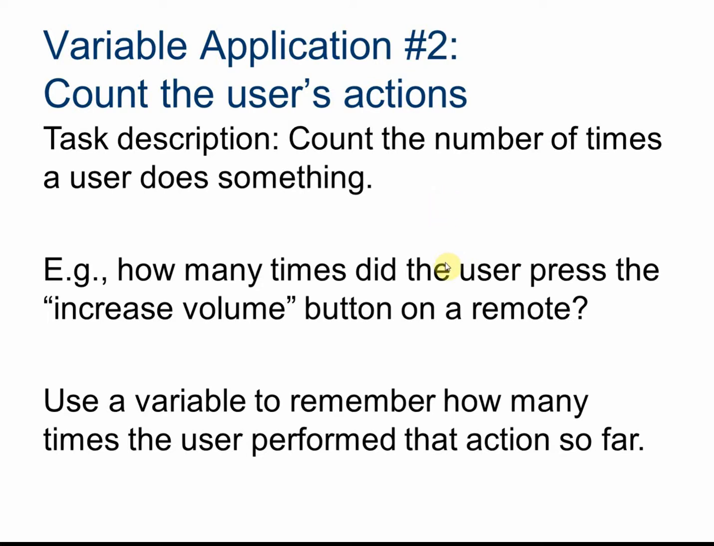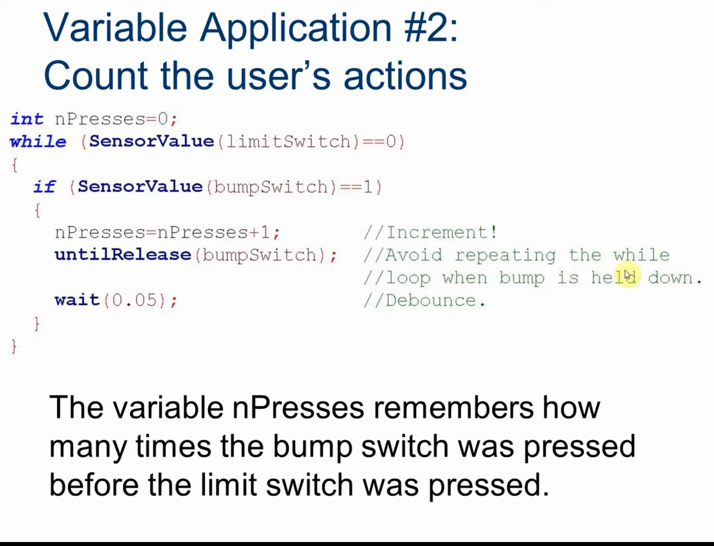So another application: we want to count how many times something happens. So we're basically using a variable as memory. We're using a variable to store how many times we push a button. So what we're saying here is we create, again, assign and initialize some variable that's the number of presses. While this limit switch is not pushed, and again, this is our checking, this is our Boolean check.